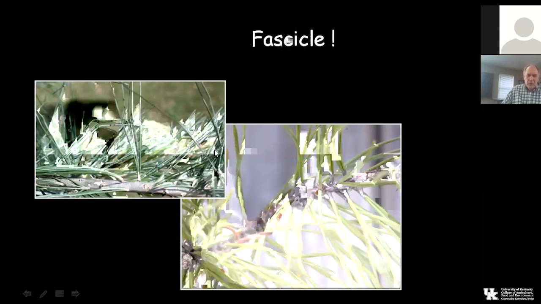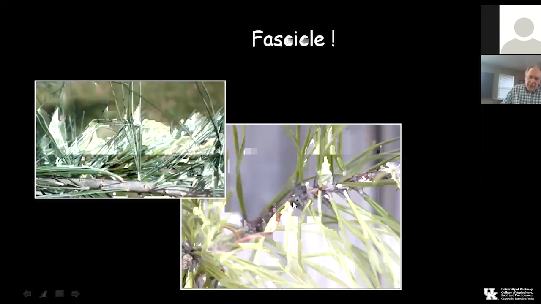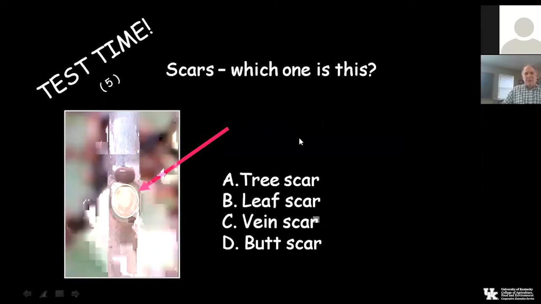Here are 2 conifers. This is the white pine. It has 5 needles in the fascicle. And this is the Virginia pine. And I can see right here, there's 2 needles in that one. That is called a fascicle.